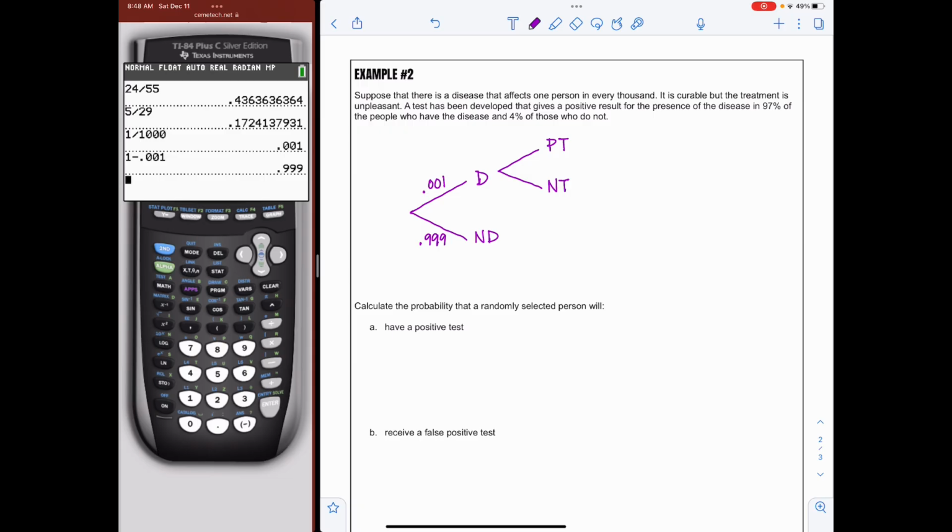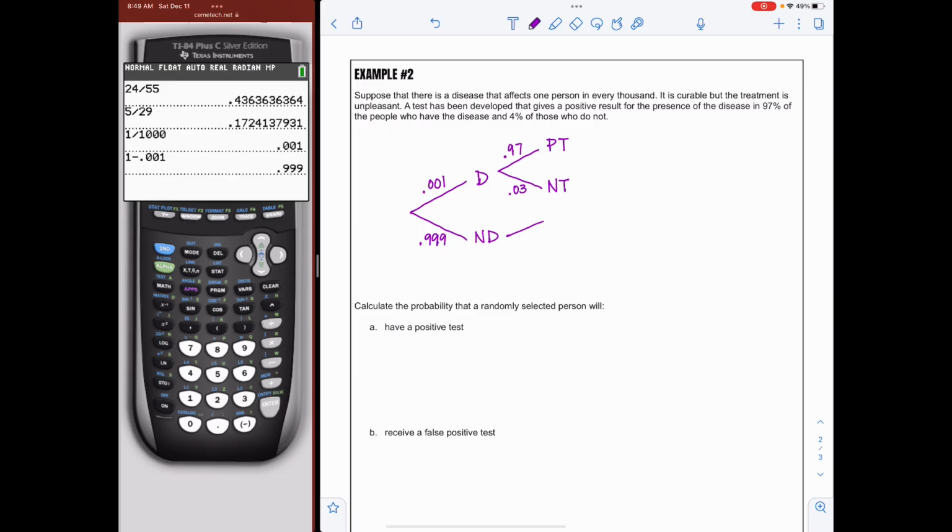So it says the test has been developed that gives a positive result for the presence of the disease in 97% of the people who have the disease. So out of the people who have the disease, 97% of those people had a positive test, which means that 3% of those people had a negative test.